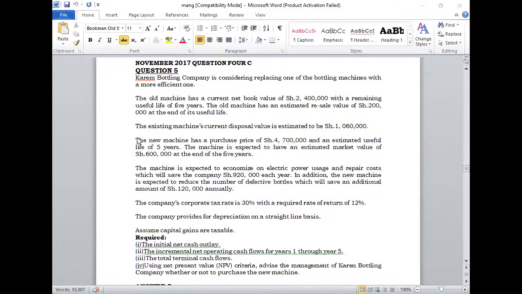So we have the old machine. The old machine has a net book value of 2.4 million with a remaining useful life of 5 years. The old machine has an estimated resale value of 200,000 at the end of its useful life.